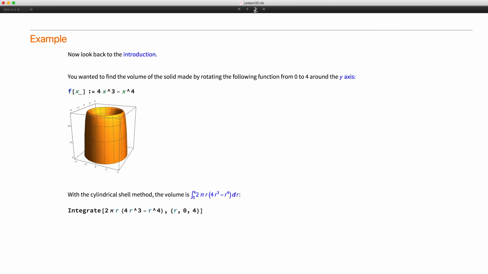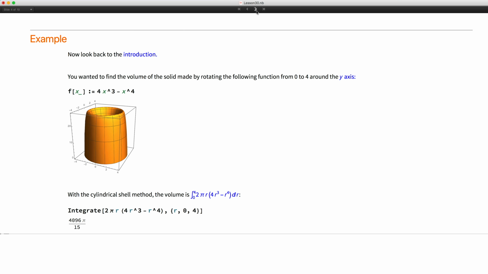To go back to our example from the introduction, you have this function f, 4x cubed minus x raised to 4. You want to work out the volume, so you simply do 2 pi r times the value of the function over here times dr. You work it out with Integrate and you get back the result.